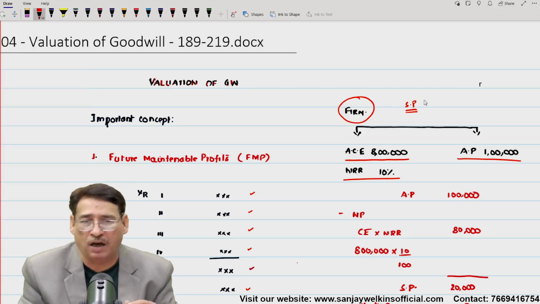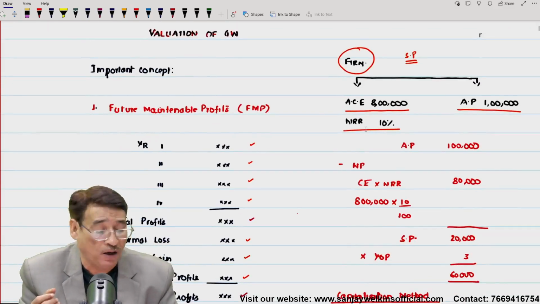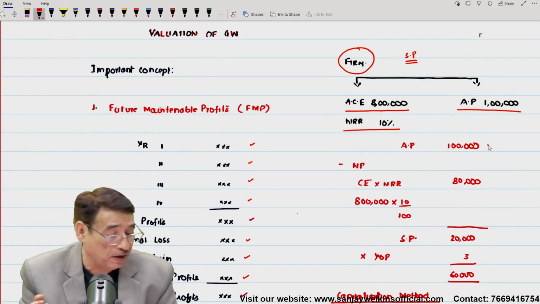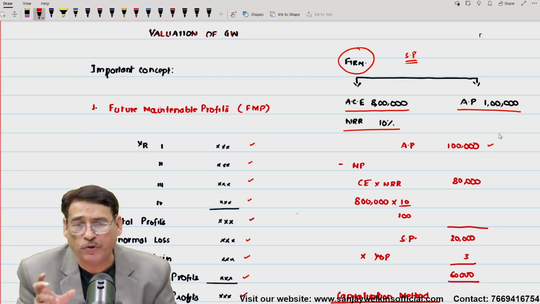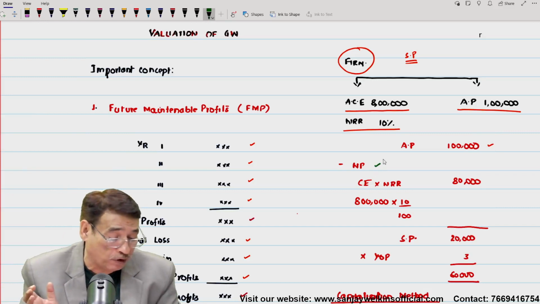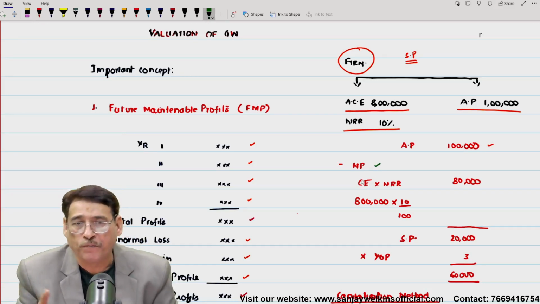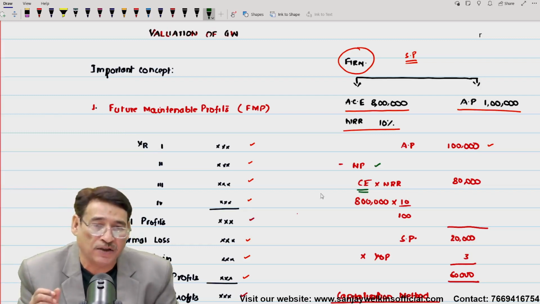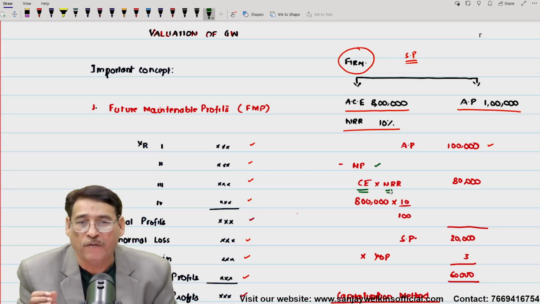So under this method, how you used to compute the goodwill in your earlier phases of education. First of all, you used to take under the first step actual profits or average profits, correct? Whatever is given in the question. And from the actual profit, you used to subtract the normal profits, isn't it or not? You used to subtract the normal profits. And in order to compute the normal profit, what you used to do, you used to take into account your actual capital employed, which is 8 lakh in this case, and you used to multiply it with normal rate of return.